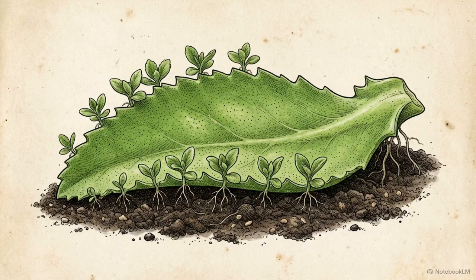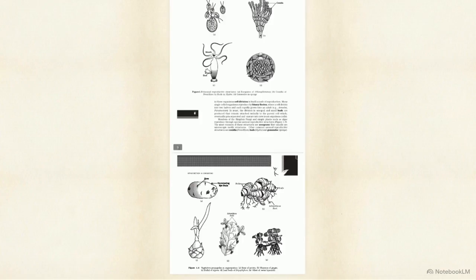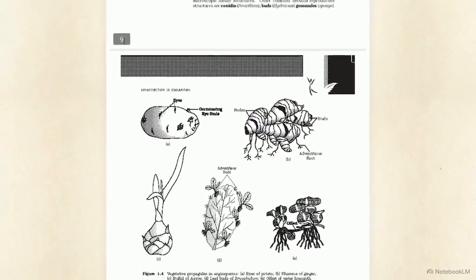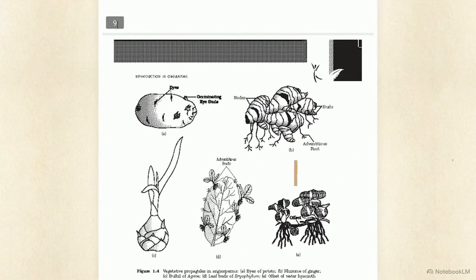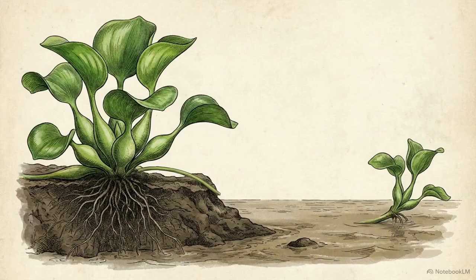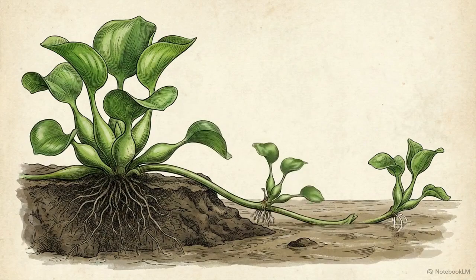Higher plants also utilize asexual methods to bypass seed creation, a process termed vegetative propagation. This is achieved through specific structural units called vegetative propagules. These include runners, rhizomes, and offsets, like the structure seen here in the water hyacinth. The exponential speed of this cloning process is an incredibly potent ecological tool.